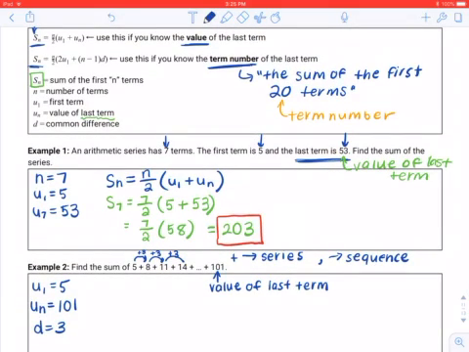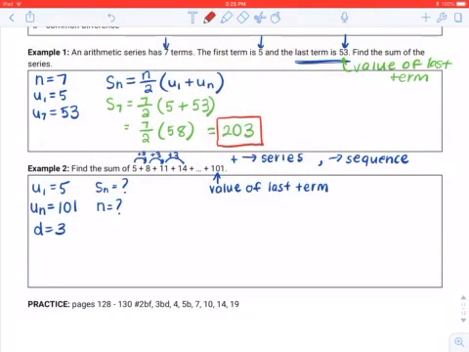So let's check back to my original formula here and see which one might work. I don't know the sum of the first n terms. That's what I'm looking for. So I'm looking for Sn. I also don't know the number of terms, n. And I think I'm going to need that for either one of these formulas. You can see that n shows up here and it shows up there. So I need to know n. I need to know what term number 101 is. So my first step here is to find n. So I need to find the term number of 101.